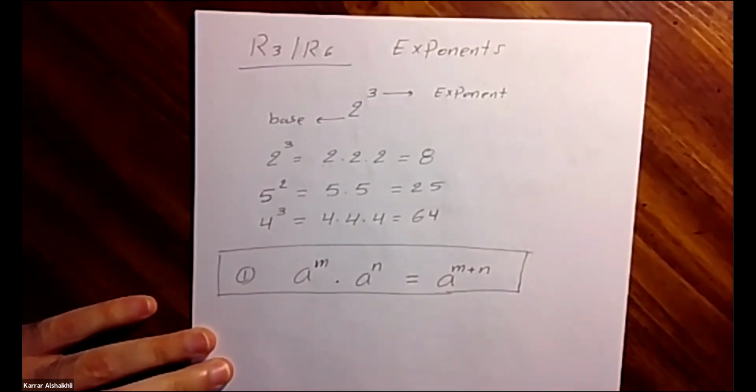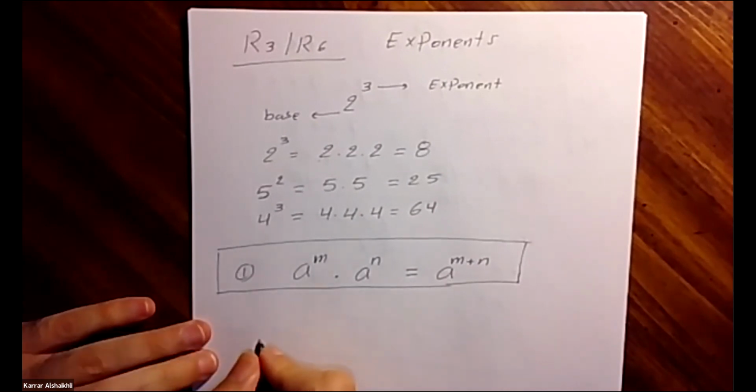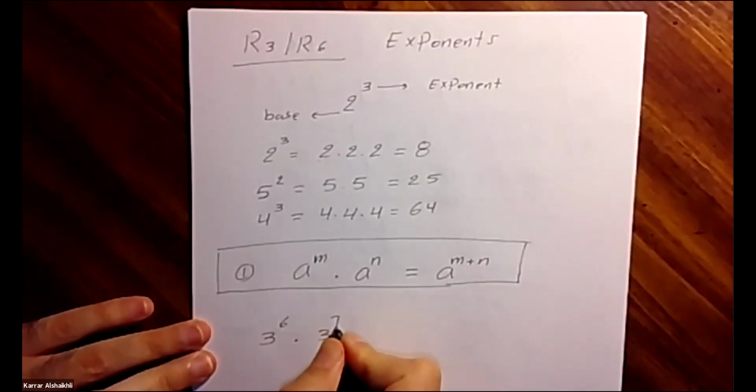Let's do an example about that. If we have 3 to the power 6 times 3 to the power 7.